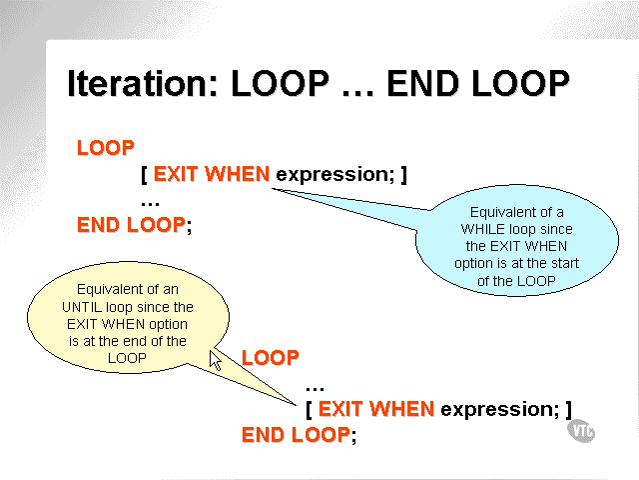Here's the loop end loop statement. The loop end loop statement can behave, as it says here, as a while loop with the test at the top, or an until loop with the test at the bottom. While executes while a condition is true, test first. Until will execute until a condition is true, test at the bottom, or test last.